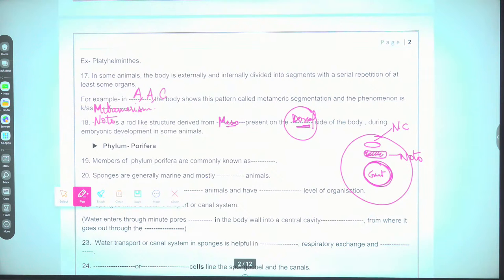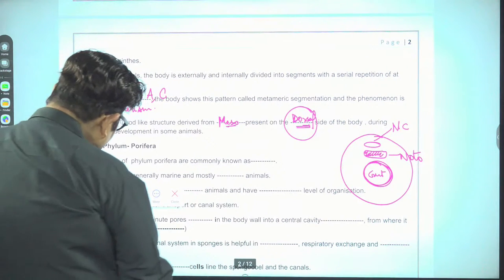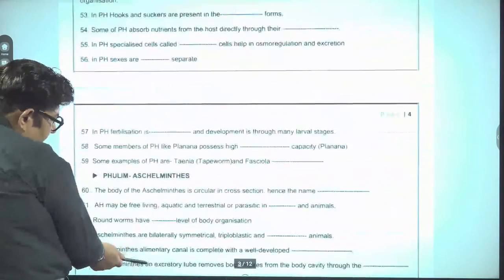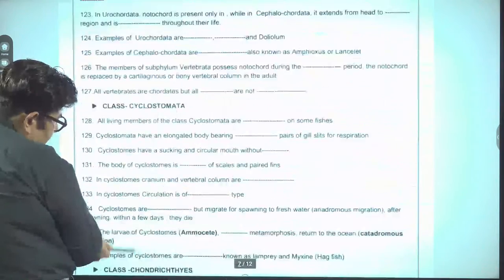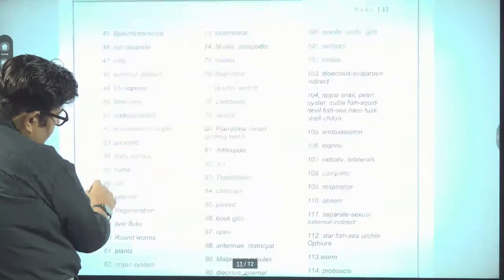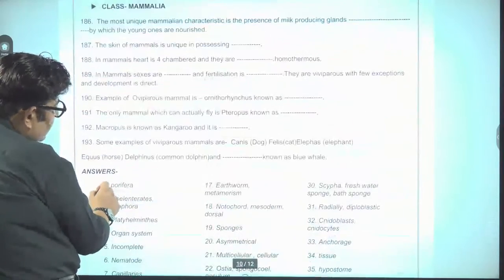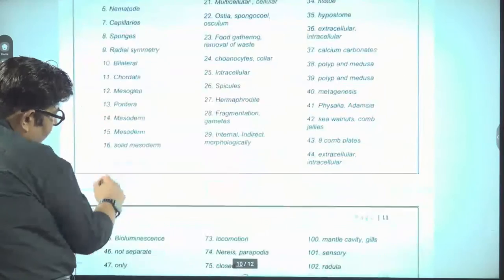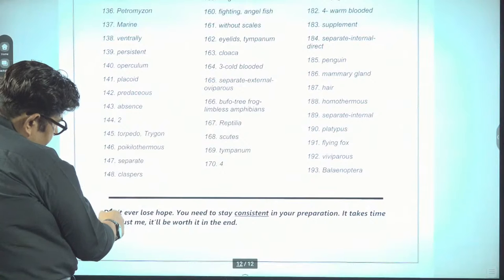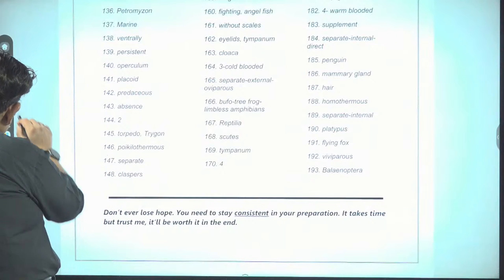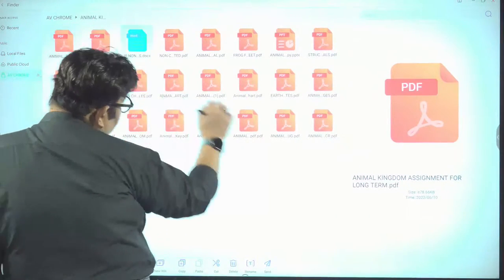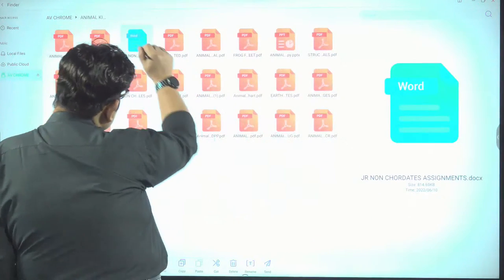Like that, we have completed 18 questions, and now I am taking some random bits. I don't have any group name, otherwise I would have sent all these questions in the group. This is not multiple choice, only fill ups. This one is non-chordate.